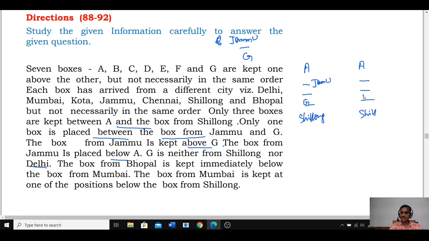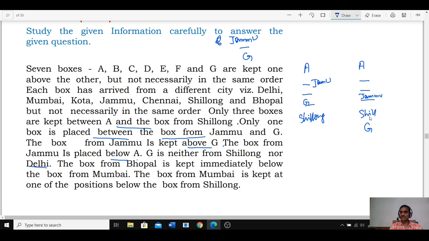Then if Jammu is here, then G will be here. 1, 2, 3, 4, 5, 6. Then if Jammu is here, then there will be 8. Isn't it? Hence it is not possible. Only 2 possibilities for this Jammu. And G is neither from Shillong nor from Delhi. G Delhi is ruled out. Shillong we have already removed. G is neither from Shillong nor from Delhi.